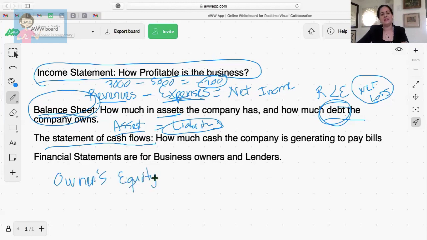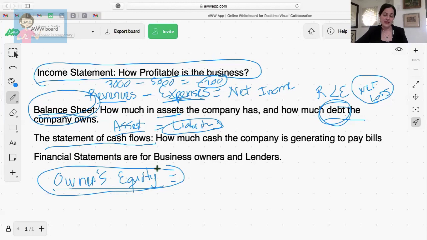This is the 4th statement, and basically what it shows is the changes in owner's equity during a time period. The owner's equity statement can show whether you have paid dividends or not to your investors. And I'm going to put an example here on the screen, as you can see.